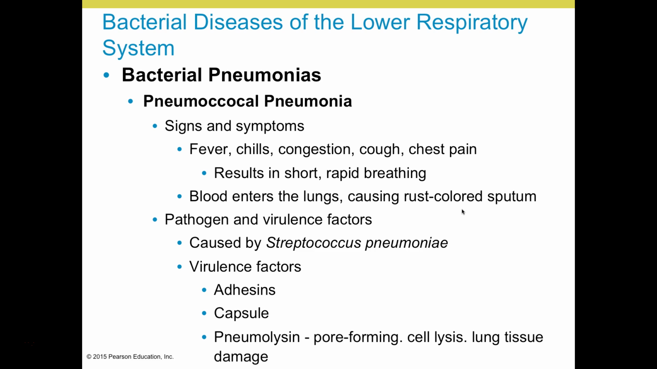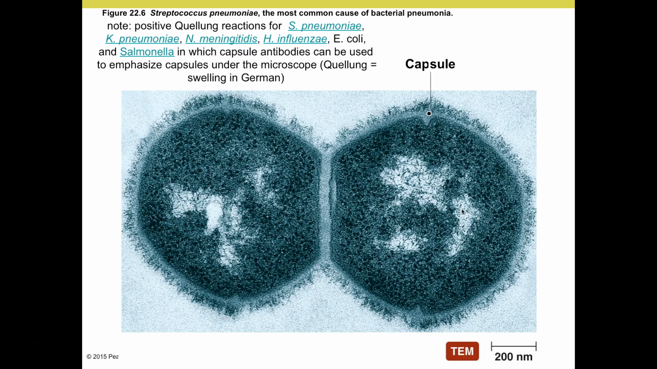Streptococcus pneumoniae is the bacterial cause, and we look for virulence factors, which are the adhesins. These are proteins that allow the streptococcus to adhere to the host and then get into the host. They also have a capsule, and as you know, capsules can actually work very well against phagocytosis from the white blood cells. And pneumolysin is a pore-forming protein that causes cell lysis, and therefore it damages the tissue of the lungs.